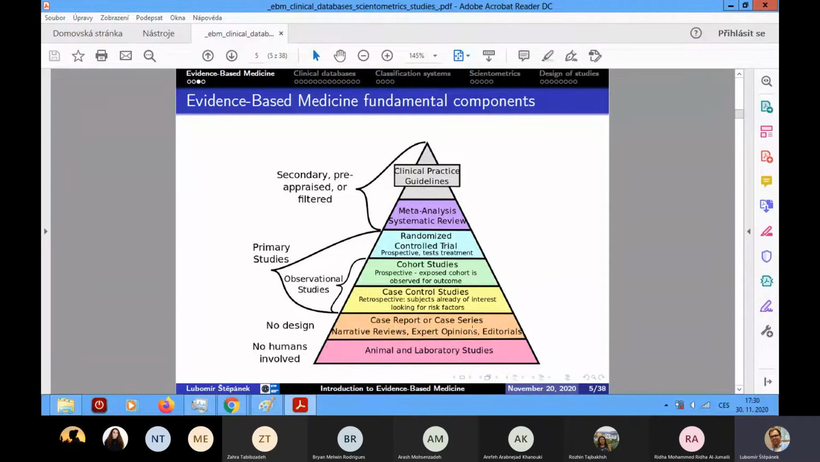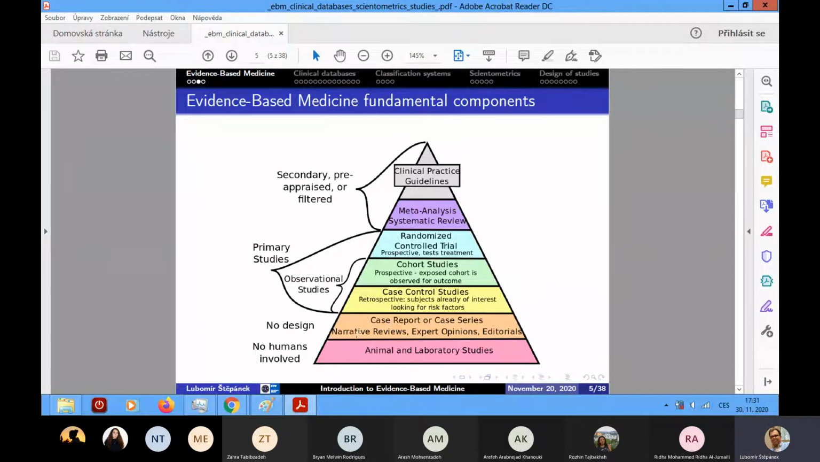Narrative reviews, expert opinions, editorials. Still narrative, non-systematic reviews. Narrative reviews are totally subjective. They are totally based on an expert's selection of facts which simply agree with the opinion of the expert. So narrative reviews and expert opinions are also important somehow, for example to modulate our opinion about the situation or the clinical case.